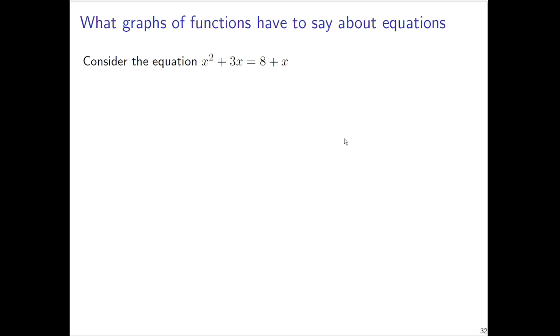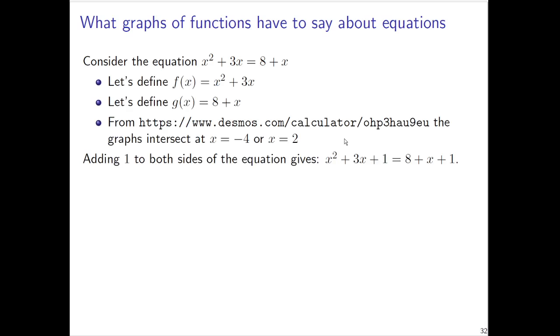Okay, just as a side note, because we will be thinking about things like this a little more in the future, let's talk about what graphs of functions have to say about equations. So consider the equation x squared plus 3x equals 8 plus x. Now we have all kinds of methods to solve an equation like this, but the point right now is not to solve. I'd like to instead say, let's take the left side, x squared plus 3x, and call that the formula of a new function f. And the right side, 8 plus x, let's call that a new function, g of x. Then let's see a picture of this using a graphing calculator.